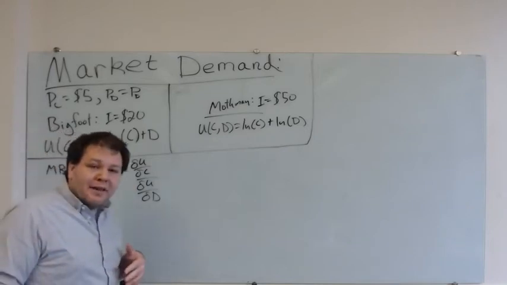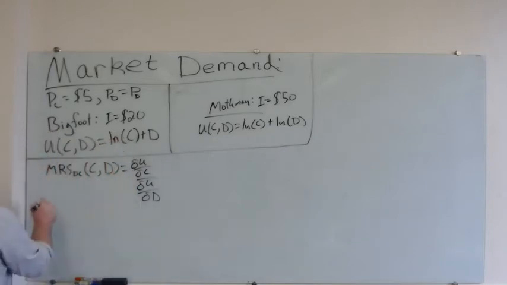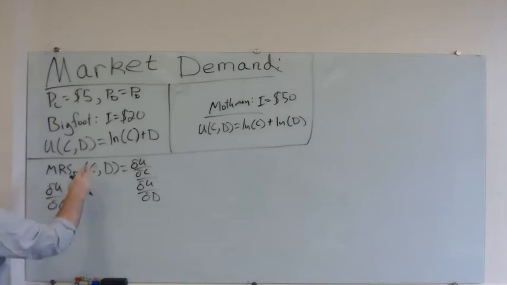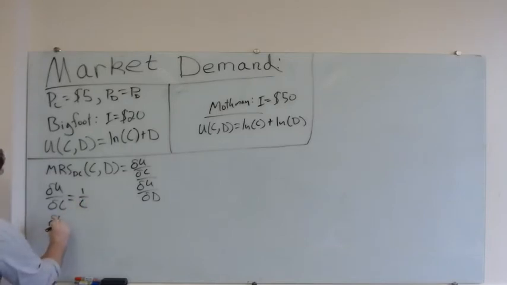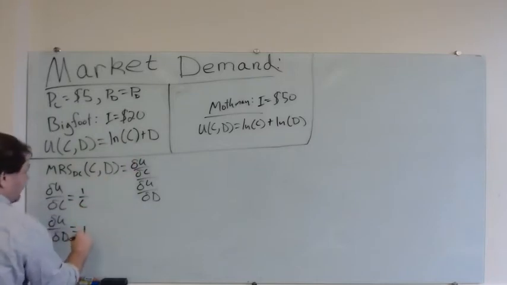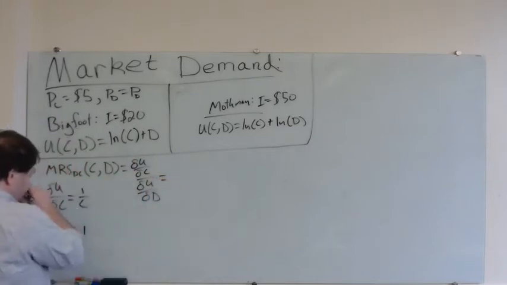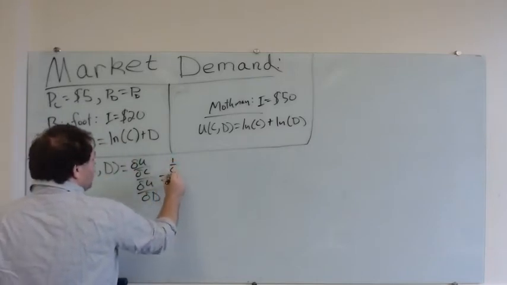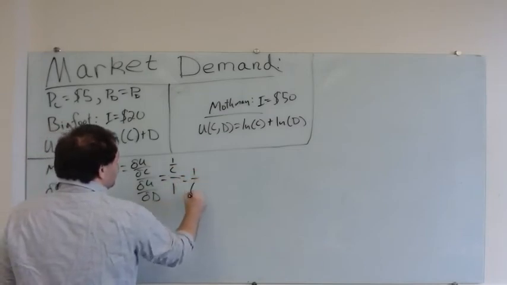Okay, so let's find each of these marginal utilities. du dc is going to be what? The derivative of ln of C is just 1 over C. du dd is just going to be 1. So our MRS is just going to be 1 over C divided by 1, which is 1 over C. Let's check to make sure that this makes sense.